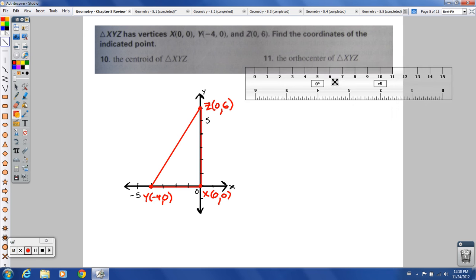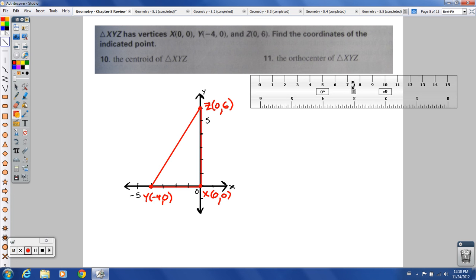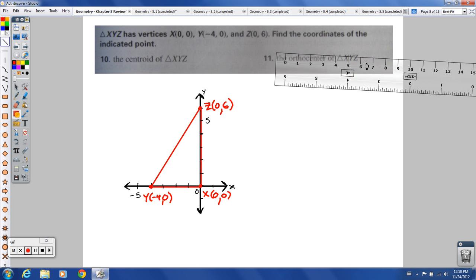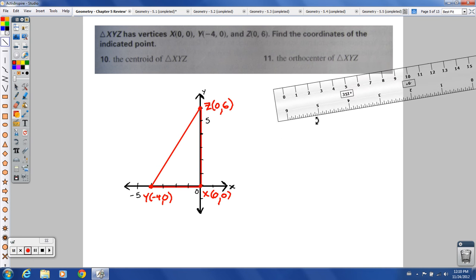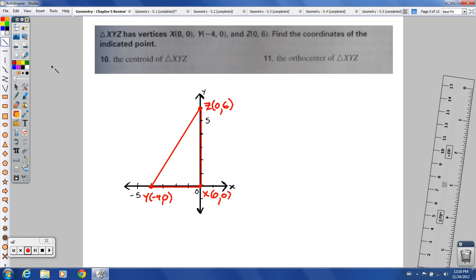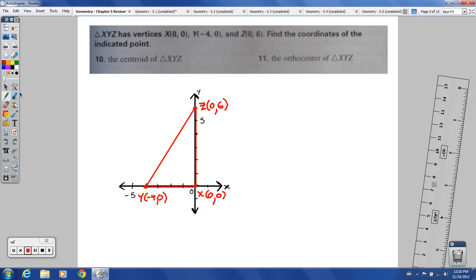Alright, and now let's do a rast here. We're supposed to find the coordinates of the indicated points. So I'm going to put my ruler off to the side. There we go. So number 10, I don't want it to be that thick. There we go. So number 10, finding the centroid of triangle X, Y, Z.